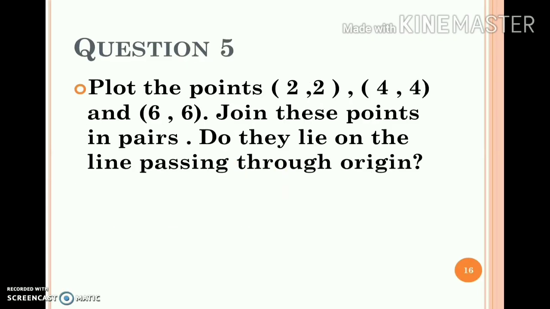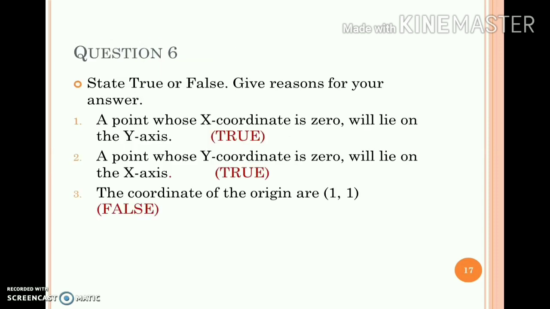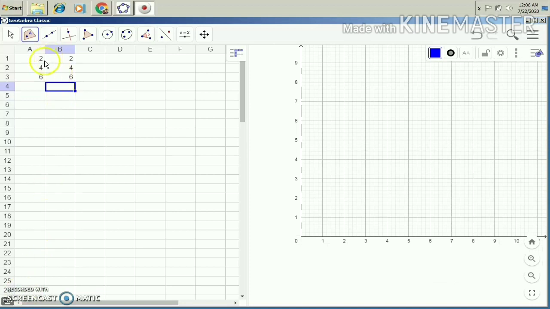Let's do question 5. Plot the points (2, 2), (4, 4) and (6, 6). Join these points in pairs. Do they lie on a line passing through the origin? Let's check it out. Here we have the Cartesian plane. We are plotting (2, 2). Yes, here we get point A.